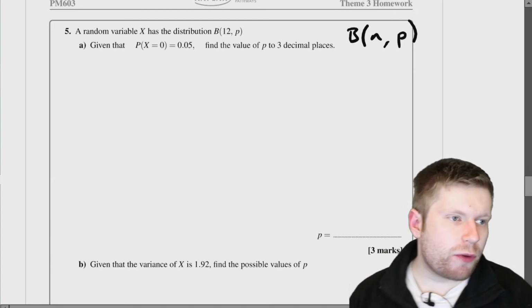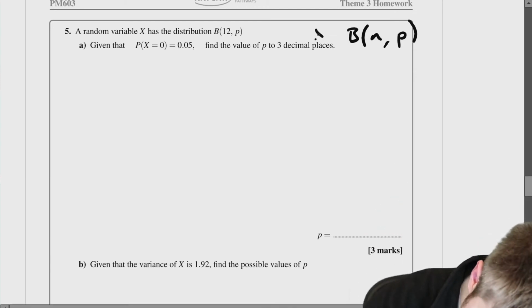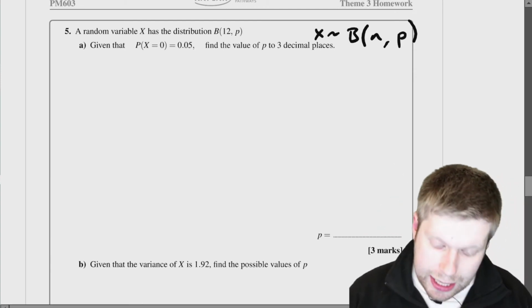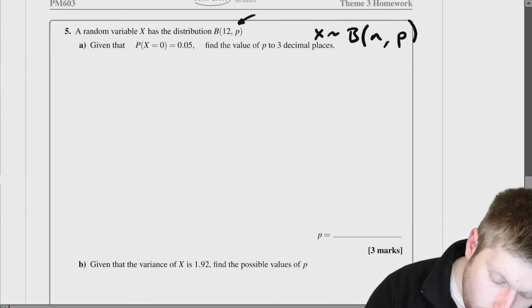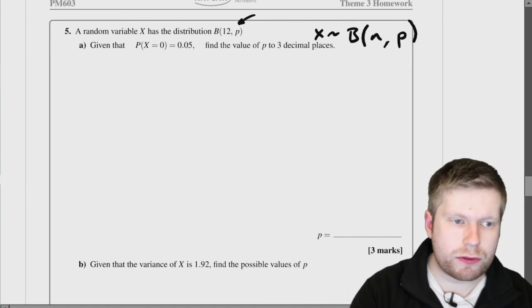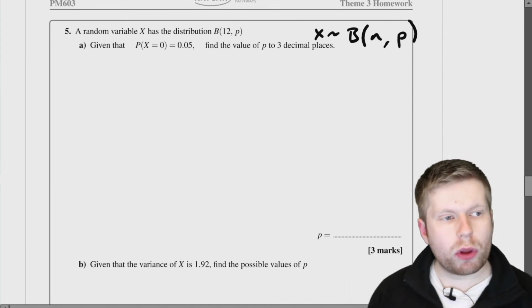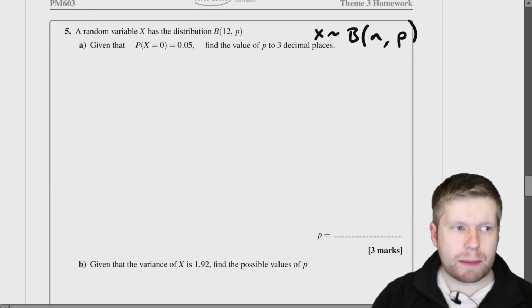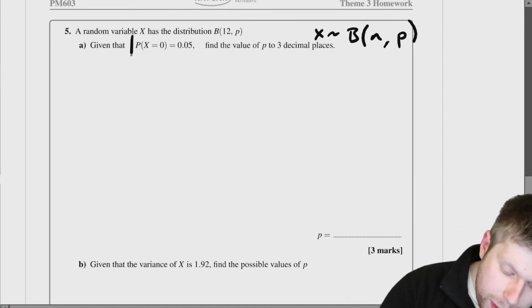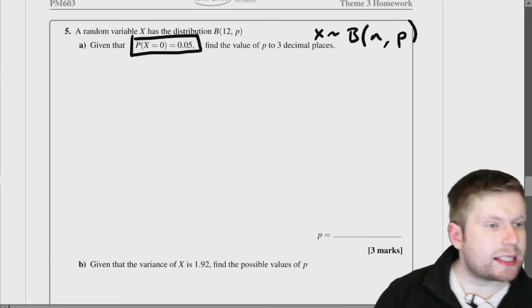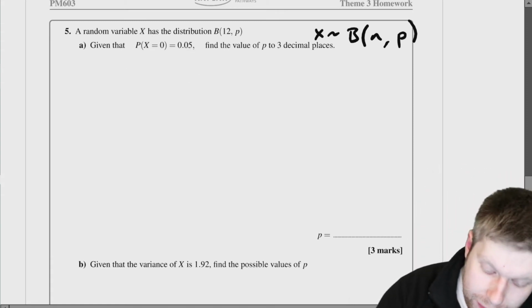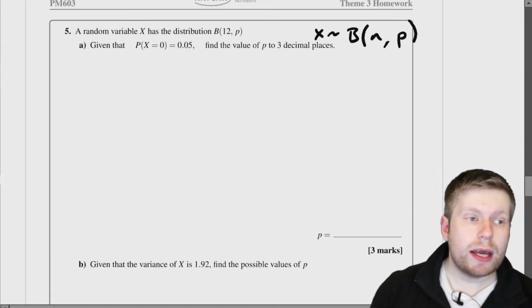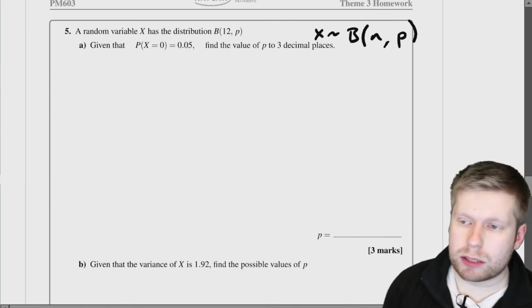So if we know the random variable x has this distribution, we're not actually given what the probability is in this case. We're told that the number of trials is 12, that's given as the first parameter, but we don't know what the probability of success is. It's just given as p. We've been given that the probability of getting no successes, the probability that x equals 0, is 0.05. Can we find the value of p correct to 3 decimal places?